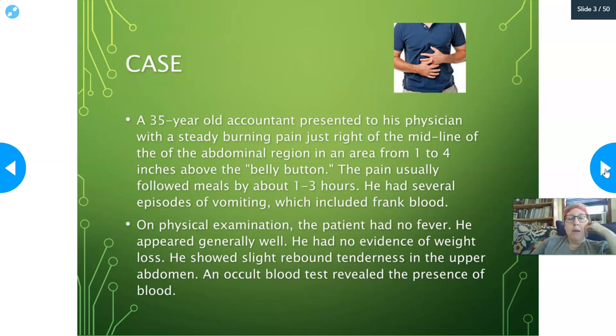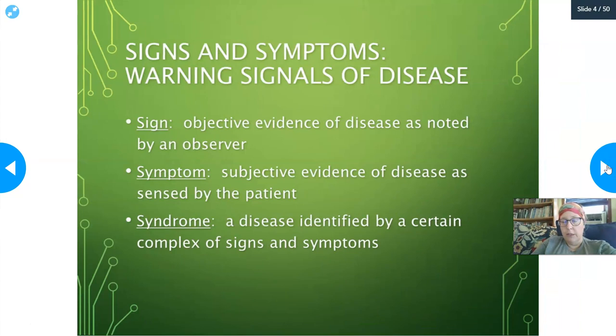On physical examination, the patient had no fever. He appeared generally well. He had no evidence of weight loss. He showed slight rebound tenderness in the upper abdomen, and an occult blood test revealed the presence of blood. So occult blood, that's hidden blood, if you will, and that's what you would test to look for blood in the stool that just looks like normal brown stool, but there could be some blood in there, and it could be hidden because it's very diluted or it's been broken down by the bacteria. So we do that test to check for that. Okay, so he had blood in the system.